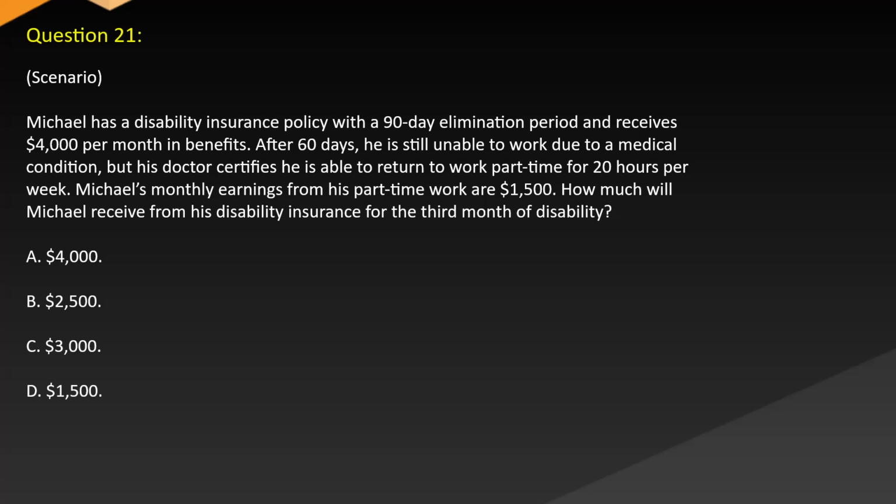Question 21. Scenario: Michael has a disability insurance policy with a 90-day elimination period and receives $4,000 per month in benefits. After 60 days, he is still unable to work due to a medical condition, but his doctor certifies he is able to return to work part-time for 20 hours per week. Michael's monthly earnings from his part-time work are $1,500. How much will Michael receive from his disability insurance for the third month of disability? A. $4,000. B. $2,500. C. $3,000. D. $1,500.